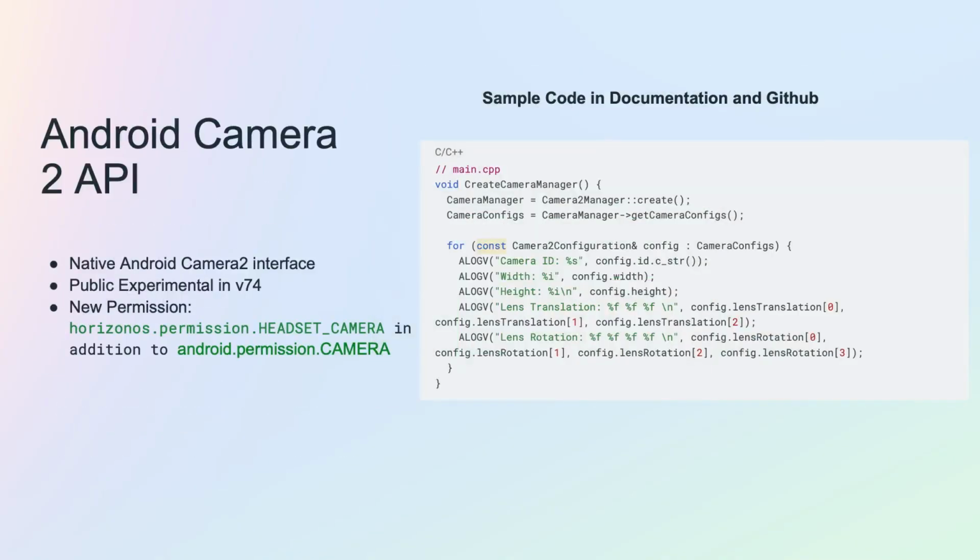So as I said, it's based on the Android Camera 2 API. It is going public experimental in V74. For those of you who aren't necessarily on top of every release that comes out, that's rolling out right now. It's up to about 20%, and we expect it to roll out to 100% over the next 2 or 3 days. So by Friday or this weekend, we'll be posting the updated docs and providing access.